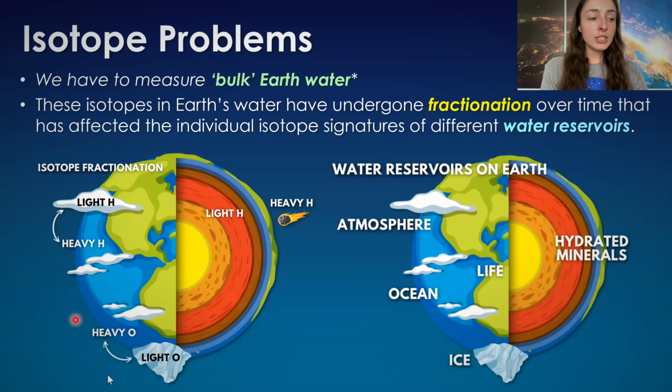Likewise, oxygen isotopes undergo the same evaporation fractionation. And in fact, because of oxygen isotope fractionation dynamics, it turns out that most of the ice at the poles contains water with very light oxygen isotopes relative to that of the ocean. So again, there's isotopic fractionation occurring with both the hydrogen and the oxygen isotopes in water all throughout Earth's water reservoirs.